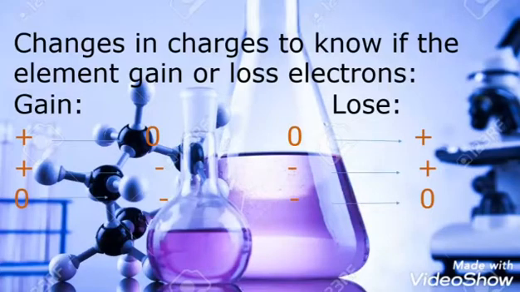Therefore, you gain an electron if the charge changes from positive to zero, positive to negative, and 0 to negative. And you lose an electron if the charge changes from 0 to positive, negative to positive, and negative to 0.